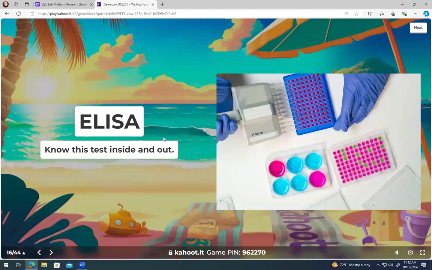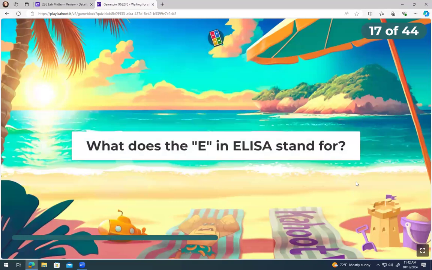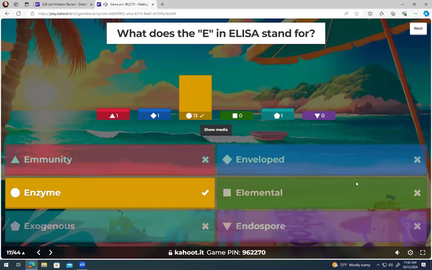So ELISA, know this test. We say inside and out. You're going to need to know the theory of this. I'm not going to show you an ELISA result. You need to know how it works. So what does the E stand for? All right, so this is enzyme linked immunosorbent assay.